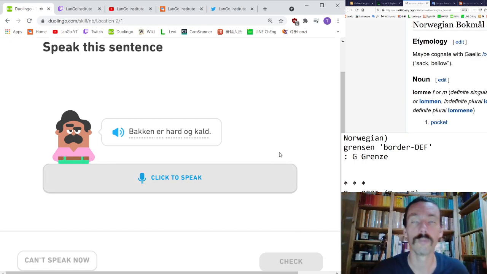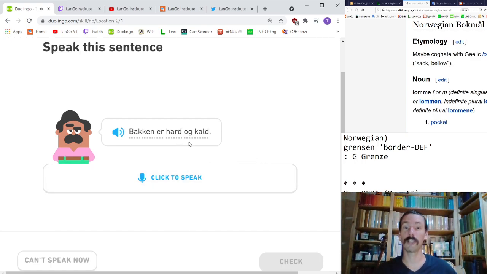Bakken hard og kald. Hard og kald. Two silent consonants there, like you see. Hard. Similar to what you see in Korean, right? A liquid-stop cluster getting simplified. Here the outer consonant is lost. Hard. Bakken hard og kald.